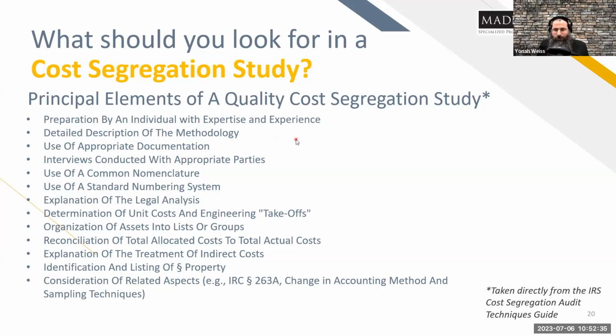It's not something where you throw a dart at the wall and say, okay, Yona said I can take 20% off my property and put it in the 5-year category. No, there's a whole study involved, a whole nomenclature, a numbering system. You have to basically show your work. It's an 80, 90 page report that shows all the calculations and all the different assets and how they're allocated, et cetera.